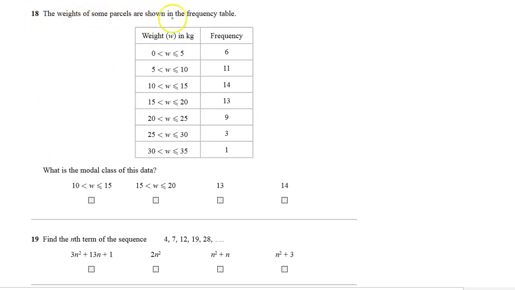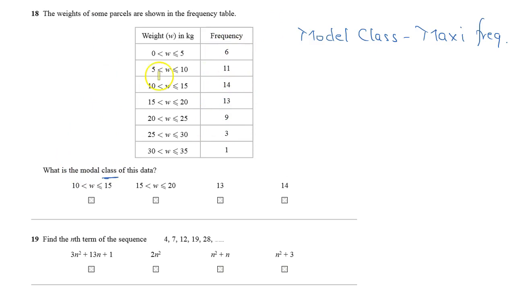The weights of some parcels are shown in the frequency table, 0 to 5, 5 to 10 and so on, and this is the frequency. What is the modal class of this data? Modal class means maximum frequency. Because this is a class, the answer is not going to be this. Always remember, he is asking for the modal class, so you cannot have this answer. So these two are out of question.